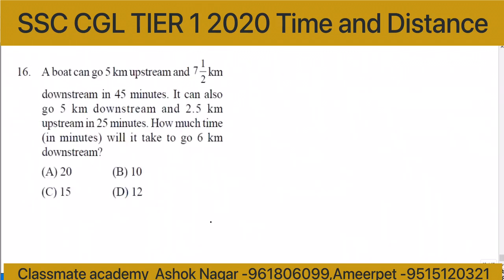A boat can go 5 kilometers upstream and 7.5 kilometers downstream in 45 minutes. 5 kilometers upstream, 7.5 kilometers downstream in how many minutes? 45 minutes. It can also go 5 kilometers downstream and 2.5 kilometers upstream. 2.5 kilometers upstream, 5 kilometers downstream in how many minutes? 25 minutes. What happens if I double it?